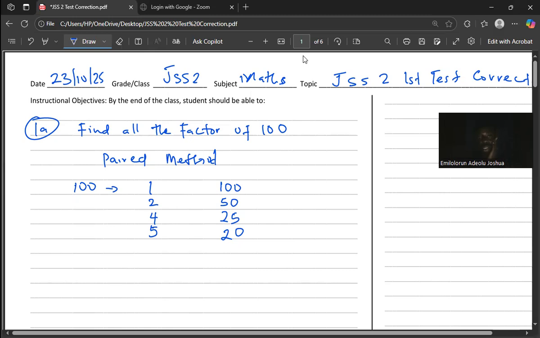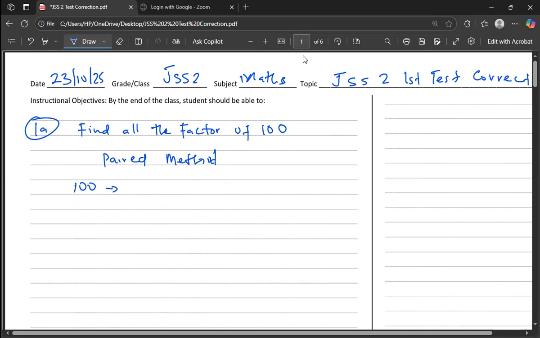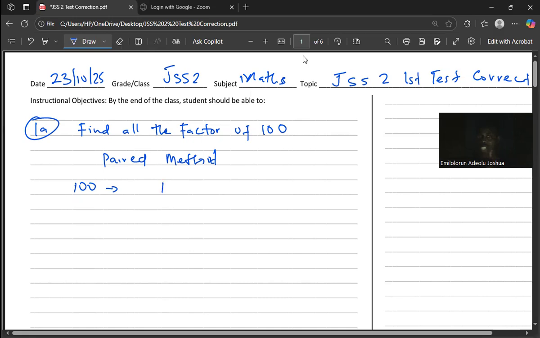Paired method means that we're going to start with 1 and divide sequentially. Let me quickly rub this off so that you can understand. The reason is that if you don't use the paired method, you are most likely going to skip some of your factors, and the question is saying all. So the only way to get all is to use the paired method. You start with 1. 1 is a factor of any number. So how many times does 1 go into 100?